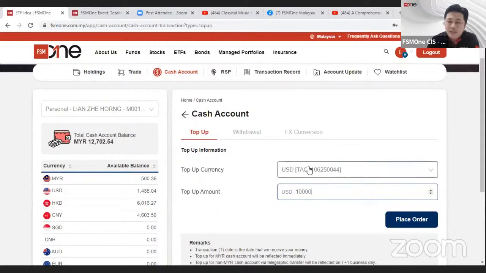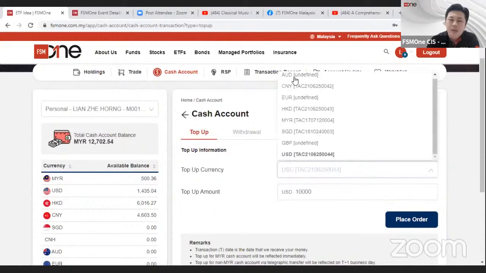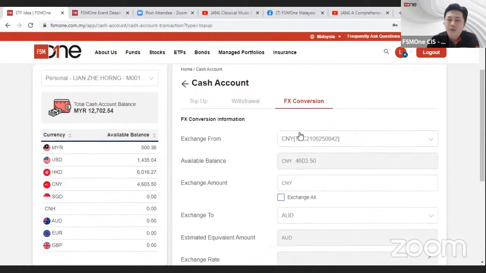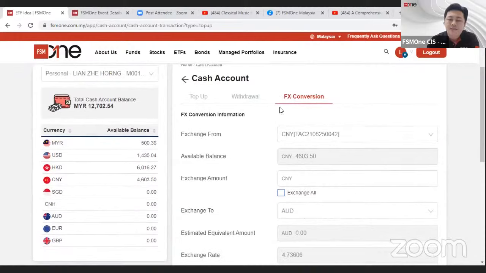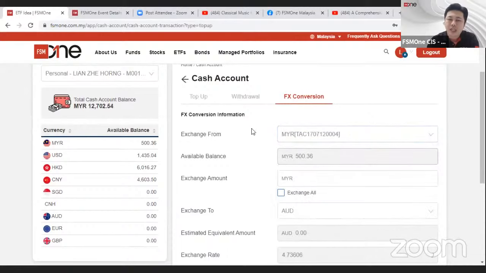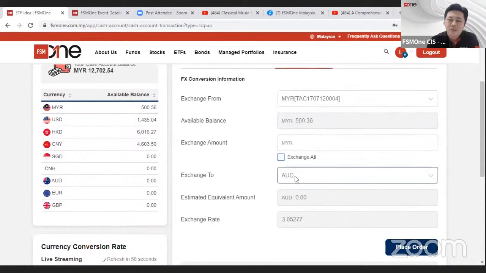So another alternative, if you do not have any foreign currency account on hand, is that you can top up in Malaysian ringgit. You can top up in MYR. And then once your MYR is successfully topped up, you can perform a live FX conversion online to convert your RM, where's my RM? Okay, over here, to convert my RM to USD.